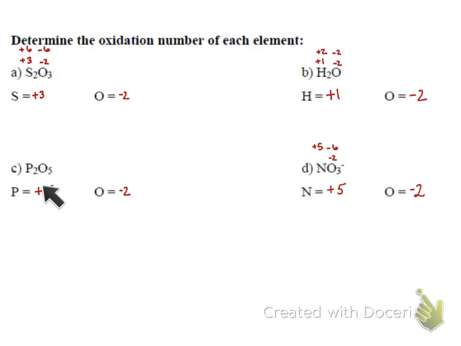Again, P2O5, we're going to be using oxygen. Each oxygen is -2. There are 5 of them, so each phosphorus has to be a +5. And remember that these are not charges. Phosphorus is not a cation, but its oxidation number is +5.